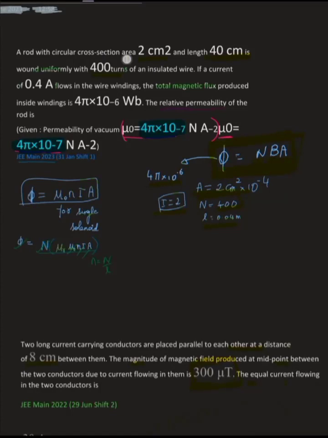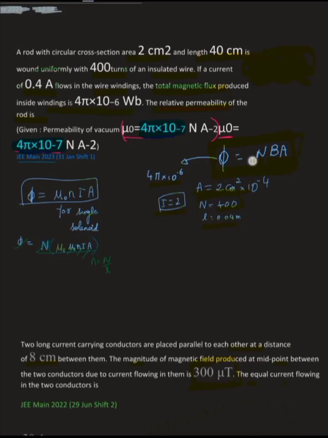If you see a rod with a circular cross section area, they have given the length of the rod, wound uniformly with 400 turns of an insulated wire. So a rod is being wound by a wire. If a current of this many amperes is flowing in the wire windings, the magnetic flux will be produced inside those windings, right? So the value of the flux they have given, and they ask the relative permeability of the rod. It looks like a solenoid, right? The whole system looks like a solenoid.